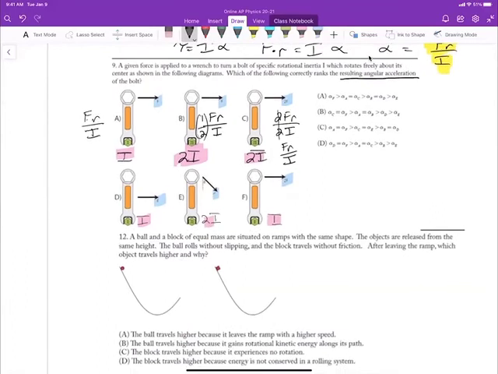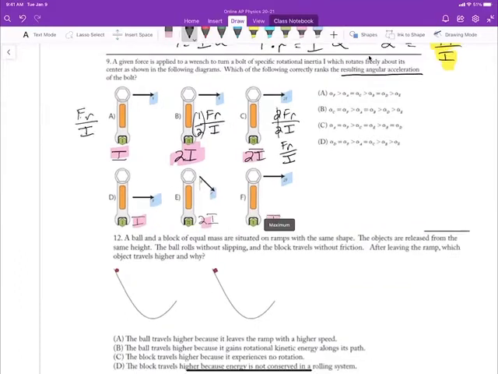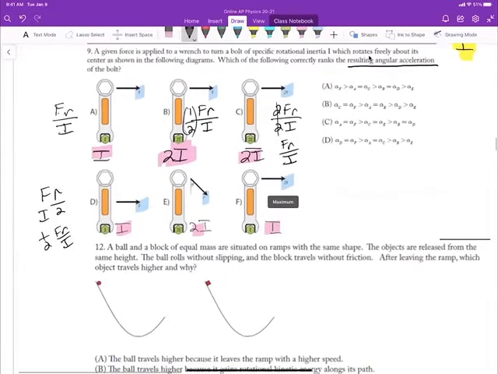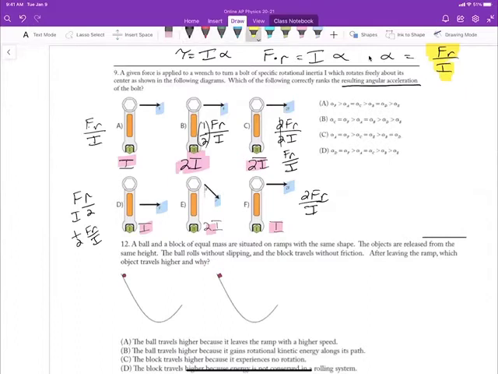And D, I'm going to have F, but I only have half of an R. And I have I, so I can rewrite that as 1/2 FR over I, which is the same as B. I'll come back to E in just a sec. And then F, I'm going to have 2 times F times R over I. So now that one's the largest so far. I'm multiplying FR over I by 2. And then back to E for just a second.